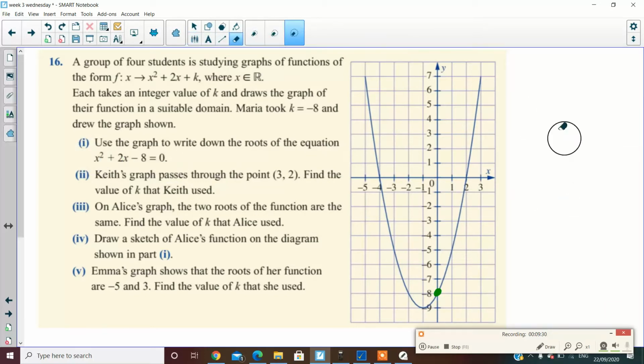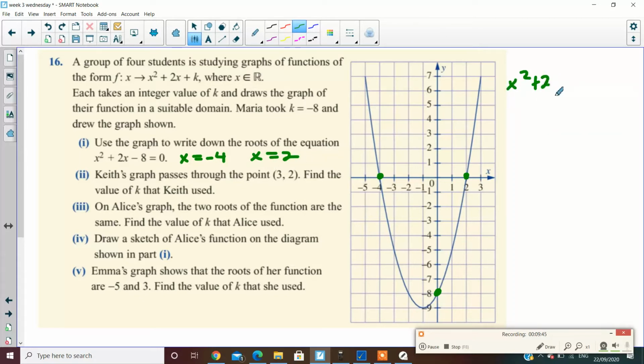Now, what do roots mean? Roots is where it crosses the x-axis. So what are the two roots? x equals minus 4 and x equals 2. Oddly enough, it's the same answer as if you solve the equation. What happens if you solve the equation? x plus 4, x minus 2 equals 0, x equals 2, x equals minus 4. Everybody see it's the same thing? You can get it by the graph, or you can get it by solving the quadratic. So far, so good. Okay.